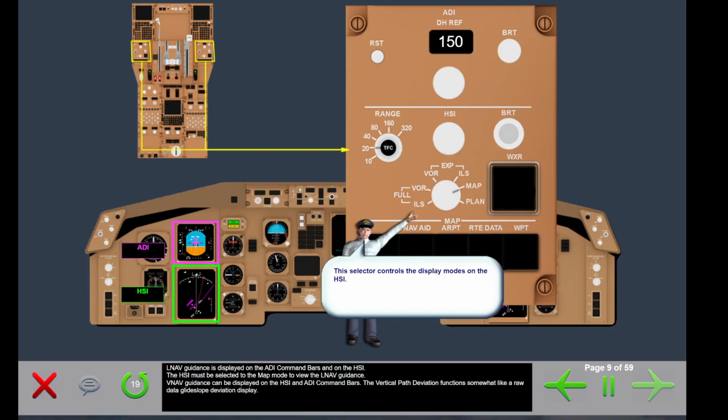LNAV guidance is displayed on the ADI command bars and on the HSI. The HSI must be selected to the map mode to view the LNAV guidance. VNAV guidance can be displayed on the HSI and ADI command bars. The vertical path deviation functions somewhat like a raw data glide slope deviation display.